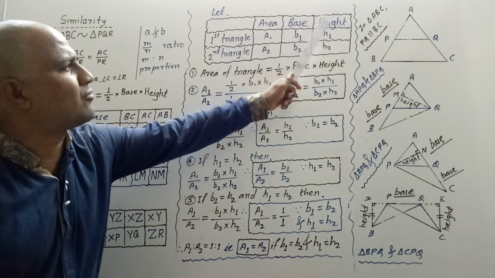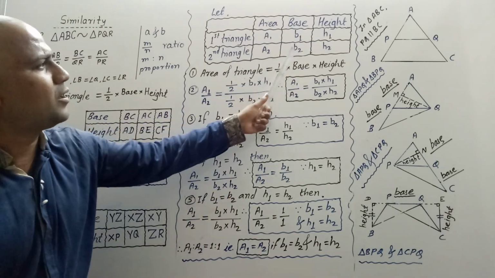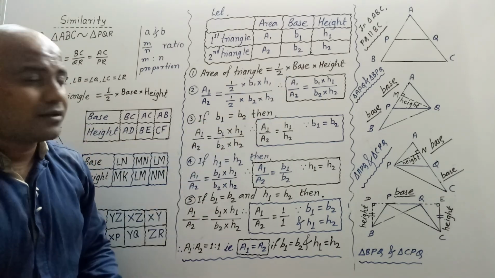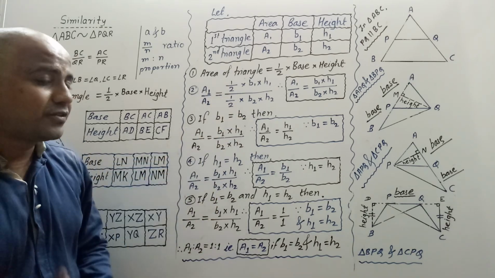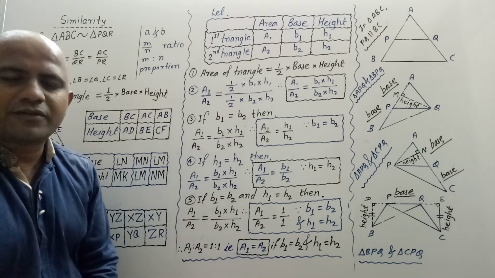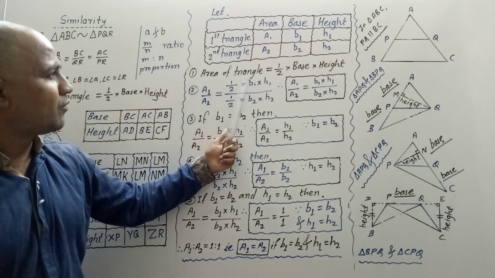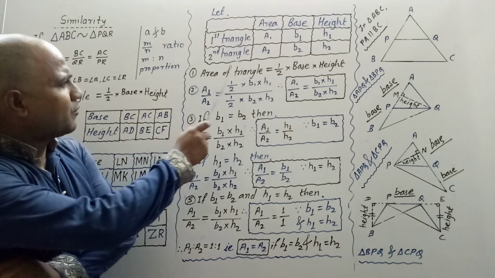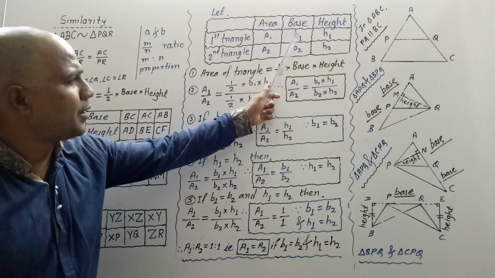Let A1, B1, H1 be the area, base and height of the first triangle. Similarly A2, B2 and H2 are area, base and height of the second triangle respectively. Okay, focus here. What is the formula of area of triangle? In the textbook, page number 1, the formula is written as area of triangle is equal to half into base into height. Then what is the area of the first triangle? A1 is equal to half into B1 into H1.